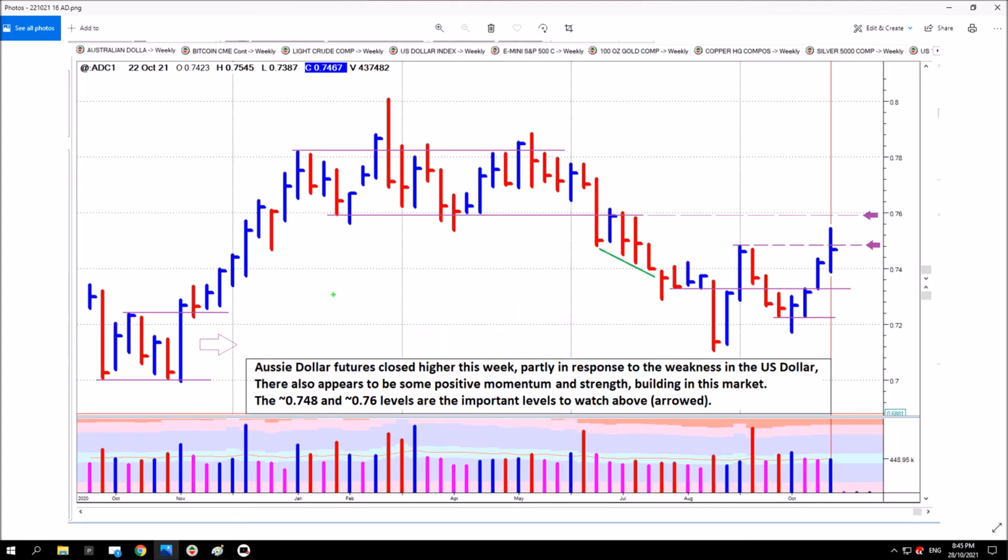Aussie dollar currency futures. The Aussie dollar futures closed higher this week, partly in response to the weakness in the US dollar. There also appears to be some positive momentum and strength building in this market. That's right, there is. The 74.8 cents and the 76 levels are the important levels to watch above, arrowed. Yes, this level here is an important level for sure. This is where price spent a long time trading sideways and then broke down. To push back above this level is going to take a decent effort for sure.